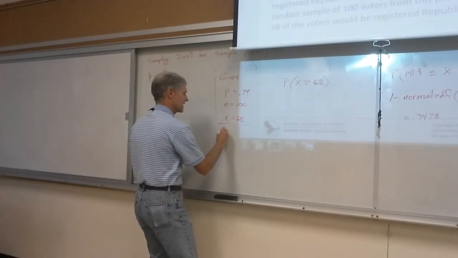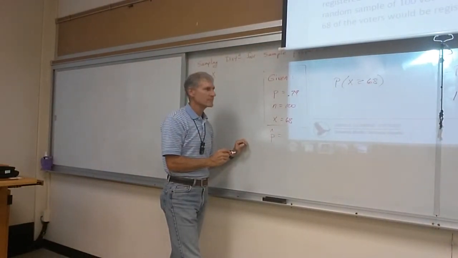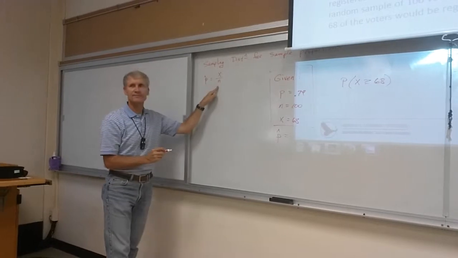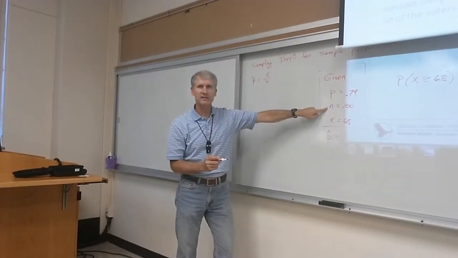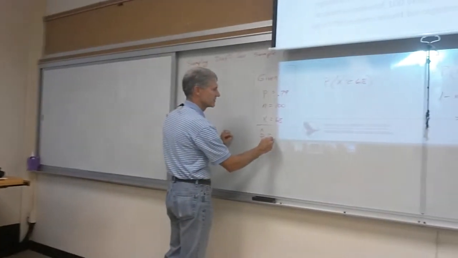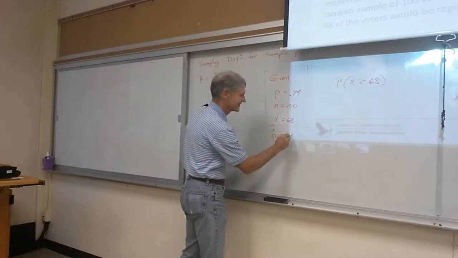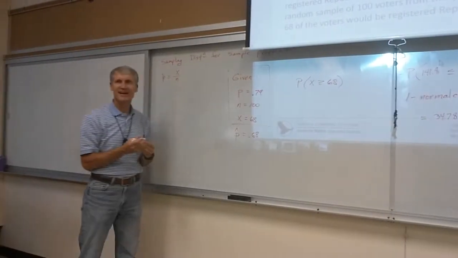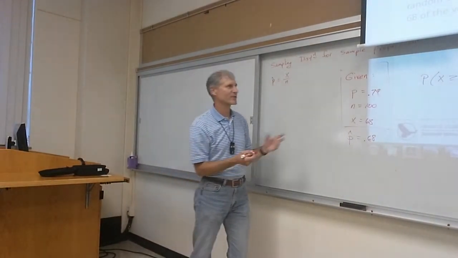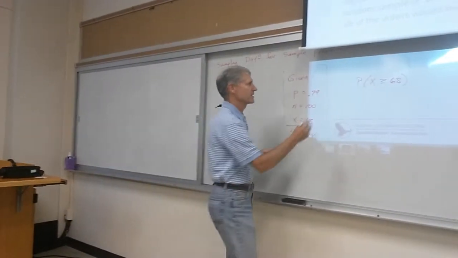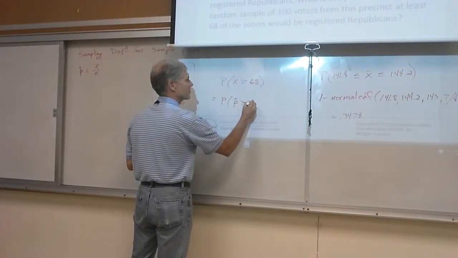Now I can say, well, p hat is equal to, what would p hat be? What's p hat? X over n. So X over n is... 0.68. That one's easy, I can even do that one in my head. The next one probably won't be. It'll use some other n. But this is exactly equal to the probability that p hat is greater than or equal to 0.68.